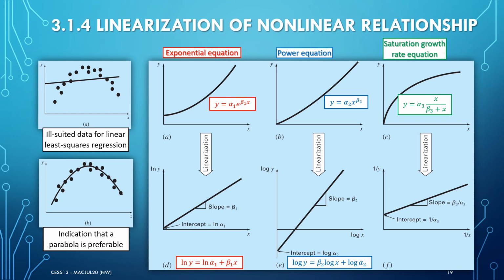Equation C is linearized by inverting it into equation F. Thus, a plot of 1 over y versus 1 over x will be linear with a slope of beta 3 over alpha 3 and an intercept of 1 divided by alpha 3, as in figure F.